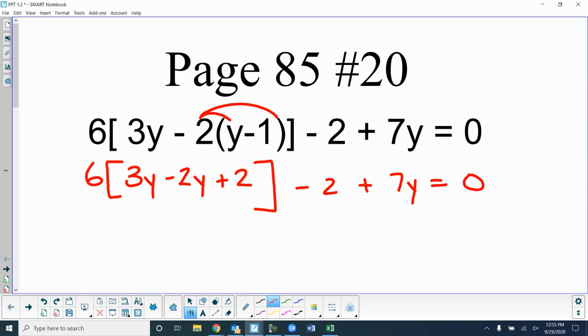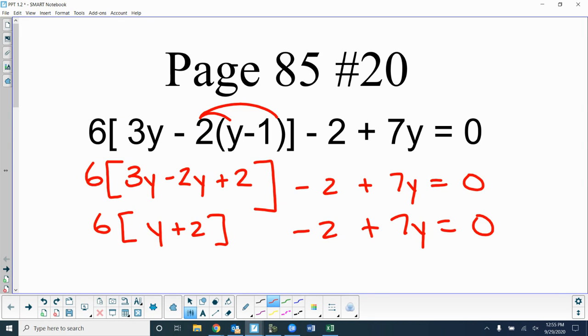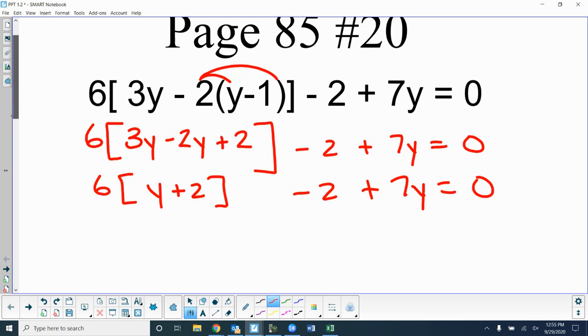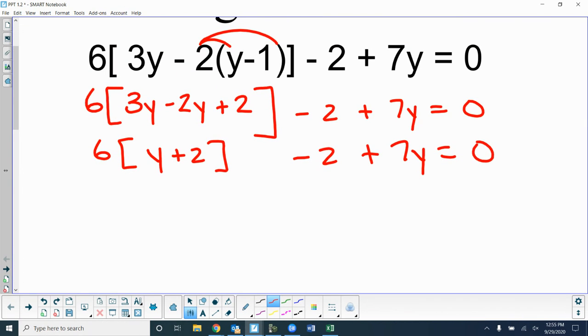And then inside these grouping symbols, the brackets, now that the parentheses is gone, I can combine the like terms and get 1y. Okay? And now I distribute the 6. So I'm distributing a second time. Don't distribute the 6 off the bat. Work from the inside out. Okay? So we had 6y plus 12 minus 2 plus the 7y.